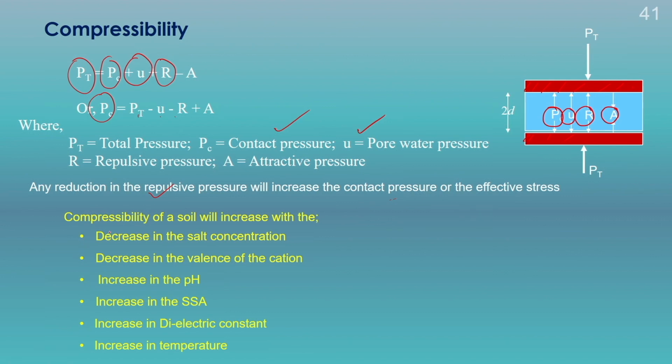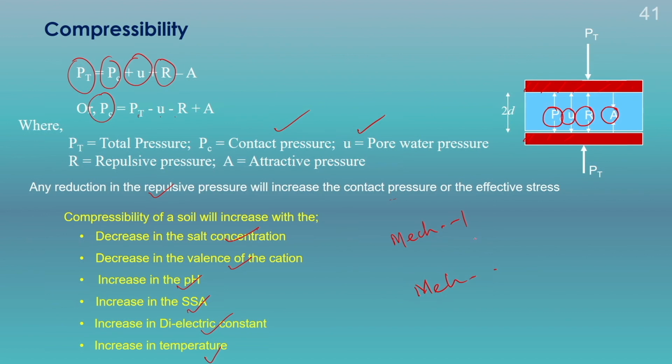The compressibility of a soil will increase with the decrease in the salt concentration, the decrease in the valency of the cation, the increase in the pH, the increase in the specific surface area, the increase in the dielectric constant, and the increase in the temperature. Since all these factors will increase the repulsive pressure, the compressibility of the soil will increase with all these factors. Now, if we look into the compressibility of soil, then the compressibility will be governed by two mechanisms, mechanism 1 and mechanism 2.